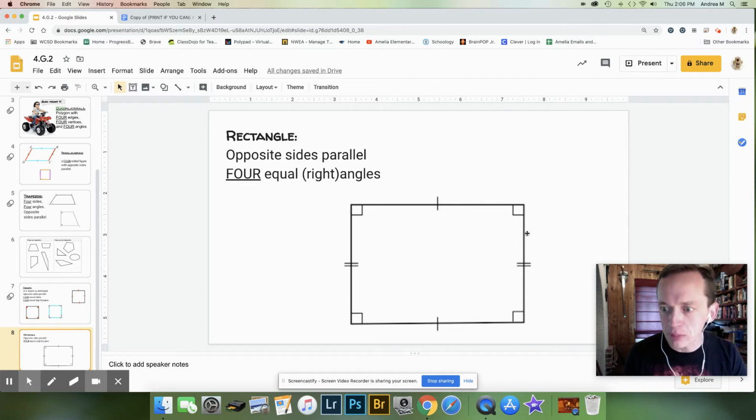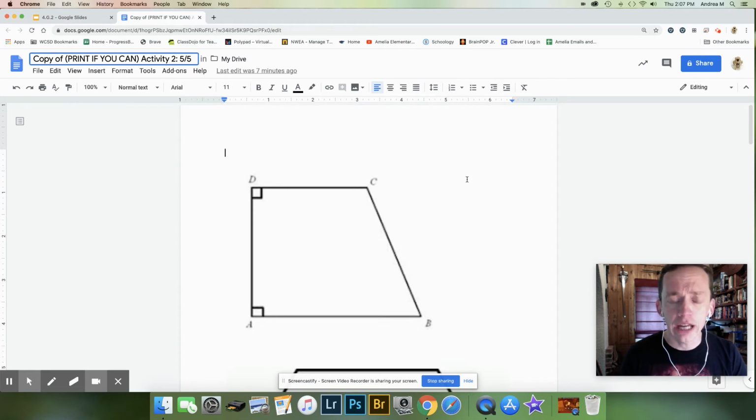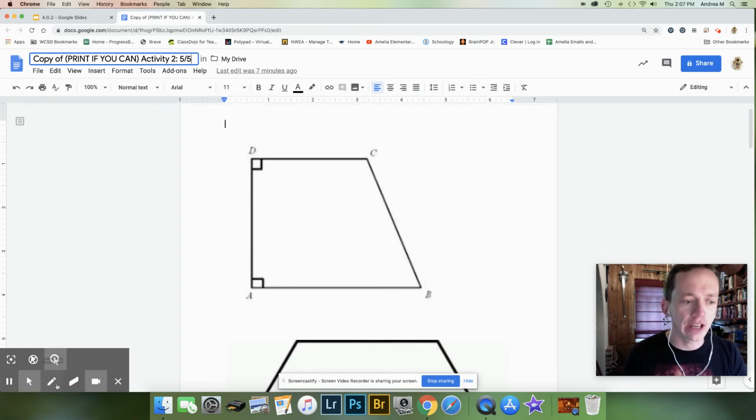They are also meeting at perpendicular edges. The perpendicular lines are making those right angles, okay? Here's a sheet real quick. If you are able to print this off, that is great. If you can't, that is fine as well. I just want to go over this and draw on it with you.